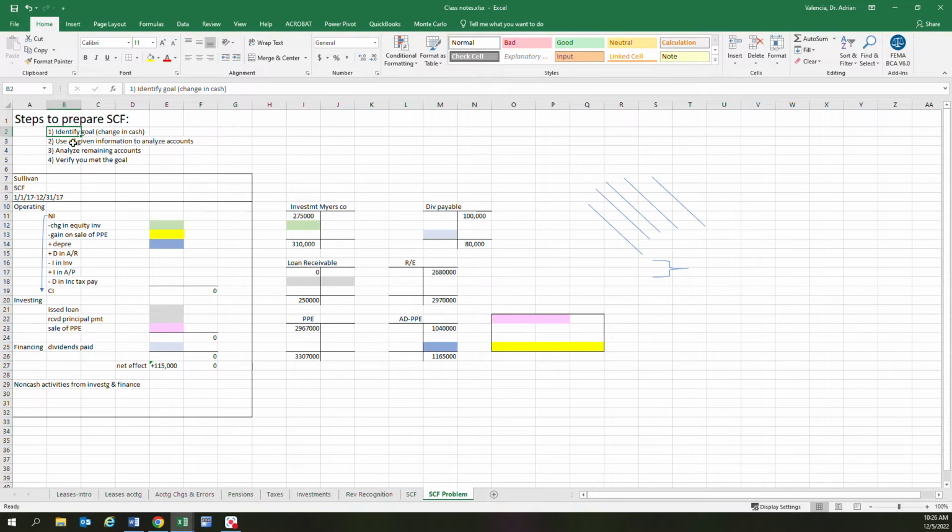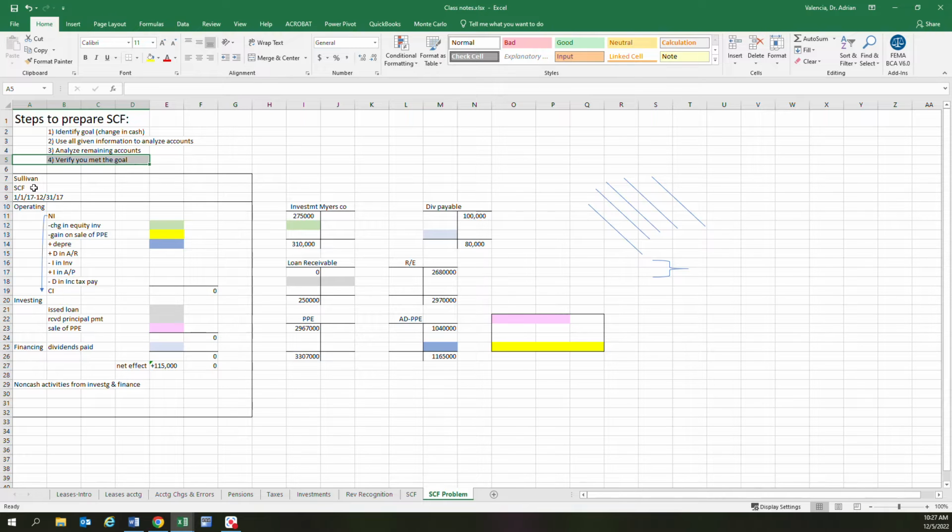Okay, so identify that amount, because after you do all this work, that's what you're going to verify. Second step is use all the given information. Okay, don't tackle anything on your own until you go through all the given information in a problem in order to compute the cash flow effects. And then once you're done with that information, then you're going to analyze the remaining accounts on your own, which may mean that you will have to come up with some assumptions in terms of what are the transactions that most likely occurred that affects the statement of cash flows. And I'll show you what I mean by that. And then finally, once you're done, you're going to verify that you met your goal.